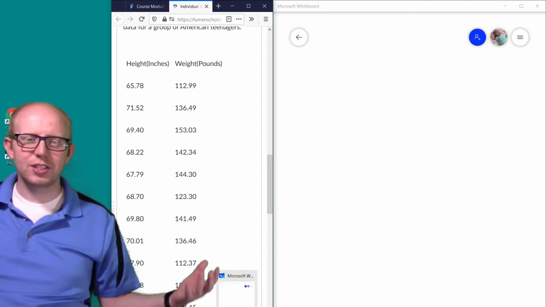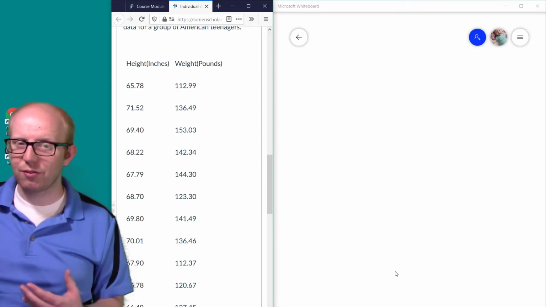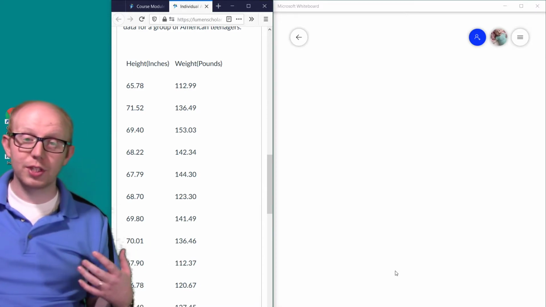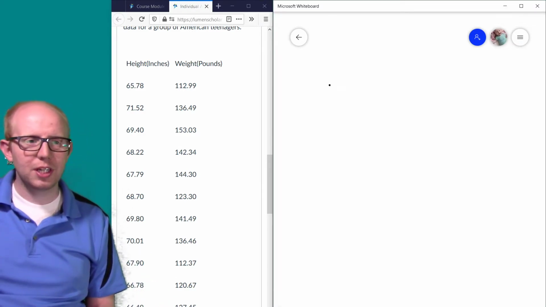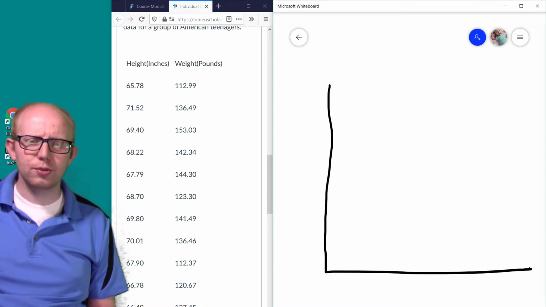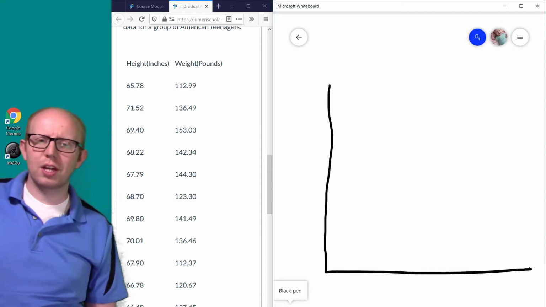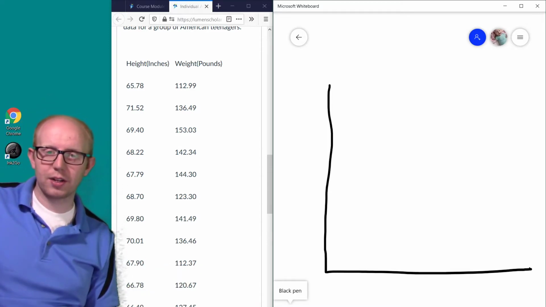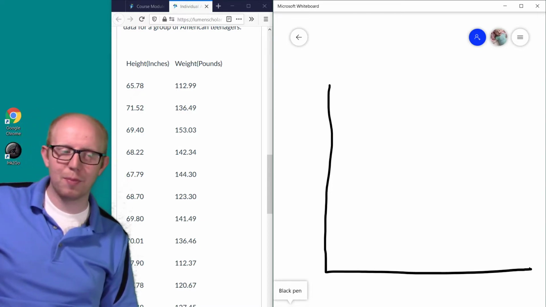So the first question is, what kind of graph should we make if we're just given kind of random data and we're looking for correlations? Hopefully we should use a scatter plot. So we're going to set up a scatter plot. The next question is, which one do we put on the x-axis and which one on the y-axis? Turns out it doesn't matter generally in a scatter plot because we're not using cause and effect. One's not dependent necessarily on the other. We're just looking for trends and patterns.